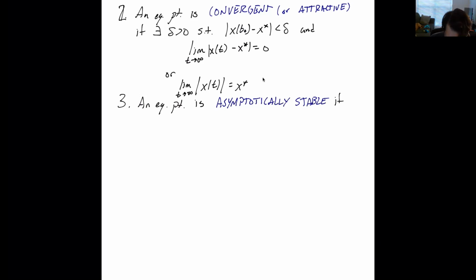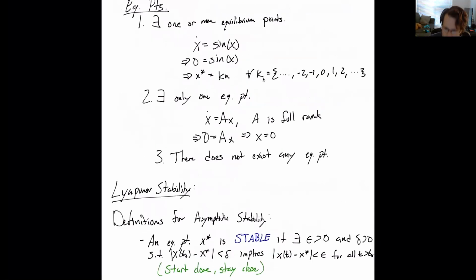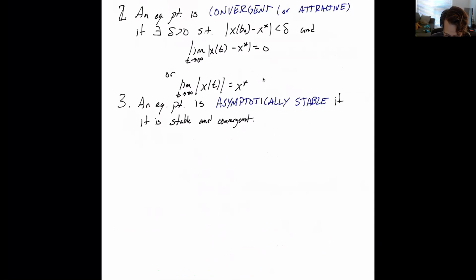If it is both stable and convergent. So if we have these two properties, we have stability here, so we have bounded solutions, and we have that all solutions converge to the equilibrium point, then we get asymptotic stability.